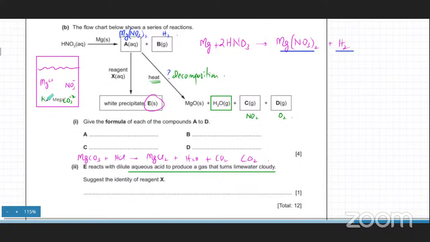For example, potassium carbonate. Group 1 carbonates are all soluble. So if you add potassium carbonate, it would dissociate in aqueous state, and the ions would be roaming freely. Two of these ions might join up, like Mg and CO3, and if they join up, they would form a precipitate which is insoluble.